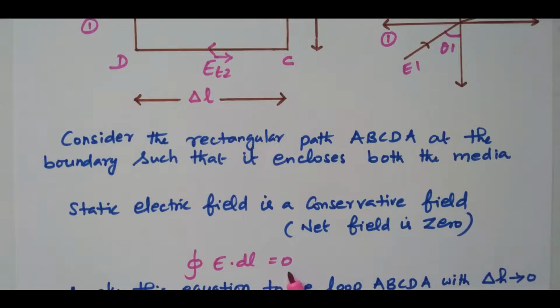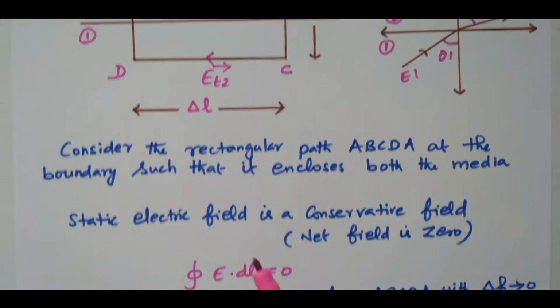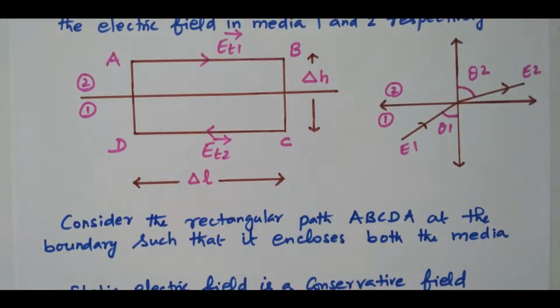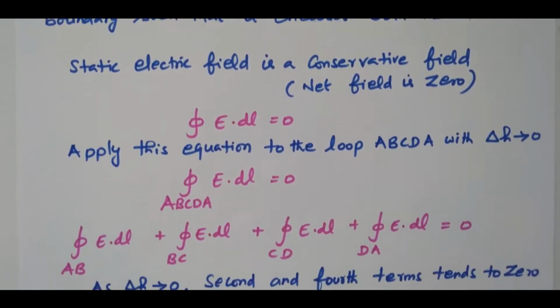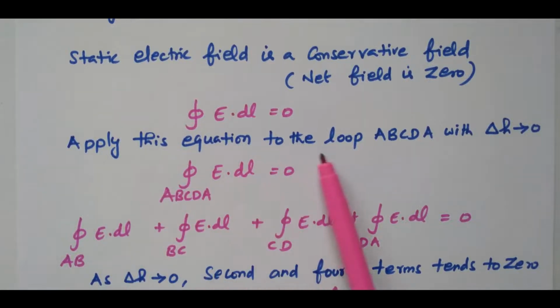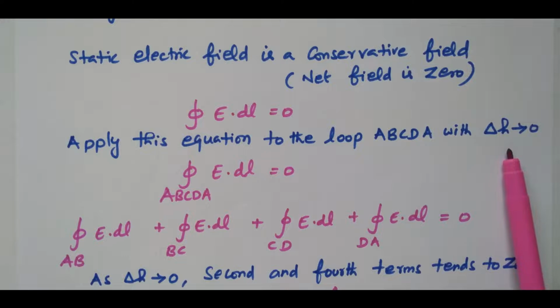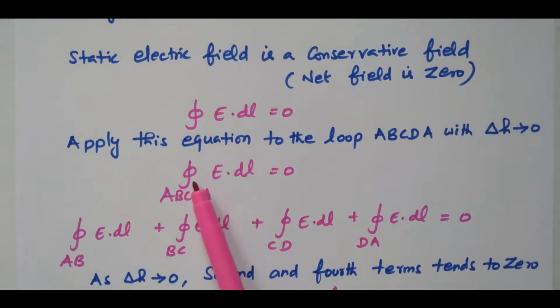Now we can apply this condition to the closed path ABCDA. So apply this equation to the loop ABCDA with delta H equal to 0. We assume that delta H is approaching 0. So integral E dot dl equal to 0 for a closed path ABCDA. That is written in 4 parts: AB, BC, CD and DA, and that is equal to 0.